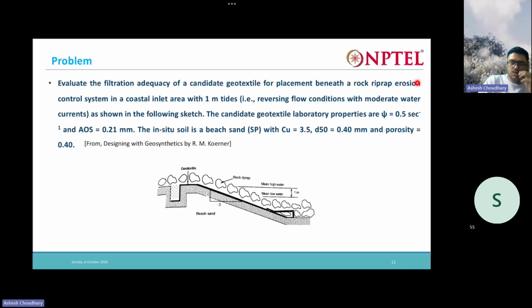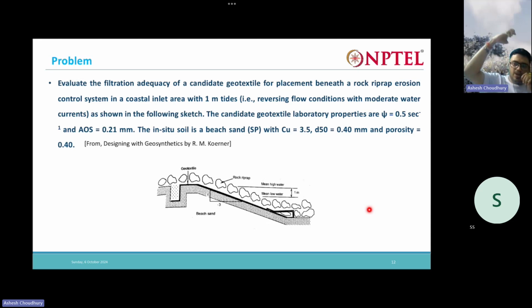What is the question asking us to do? Evaluate the filtration adequacy of a candidate geotextile for placement beneath a rock riprap erosion control system. Riprap I already told you about. We have these rock riprap placed, and below that we have to place a geotextile. The purpose of the geotextile is filtration. So you have the slope or the river bank, and you have placed rock riprap.